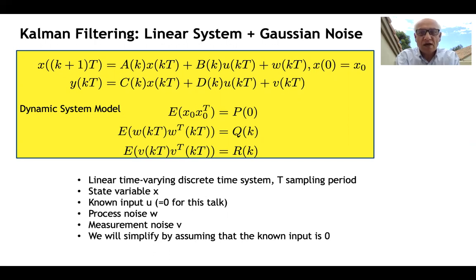Everything is a function of k, a function of time. It doesn't have to be. You can do the simpler case of linear time invariant, but it really makes very little difference, so we just stay with this more general version. So it's a linear time varying discrete time system. Sampling period is T, state variable is x, input is u. This is supposed to be known, and so essentially you can take this out of all the equations. For simplicity of this talk, I'm just going to make it equal to 0, but it's no big deal. Process noise w, measurement noise v.